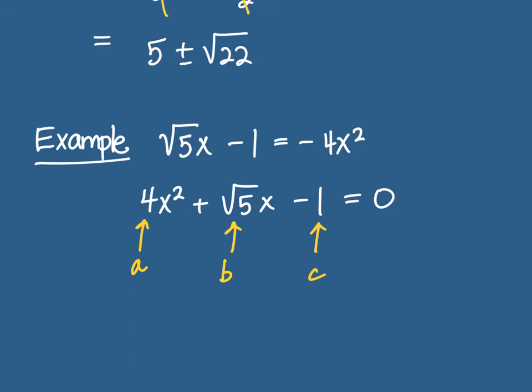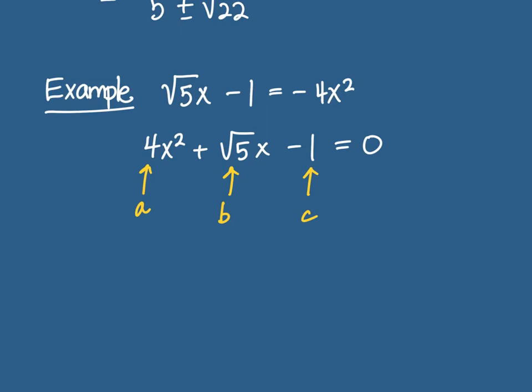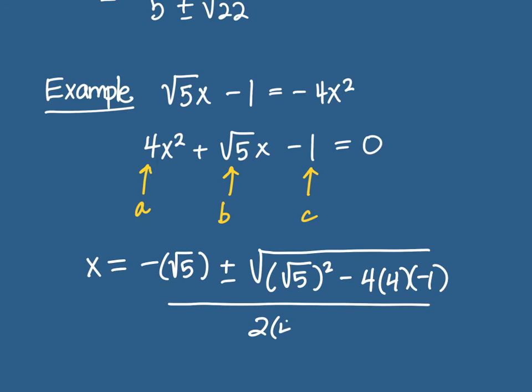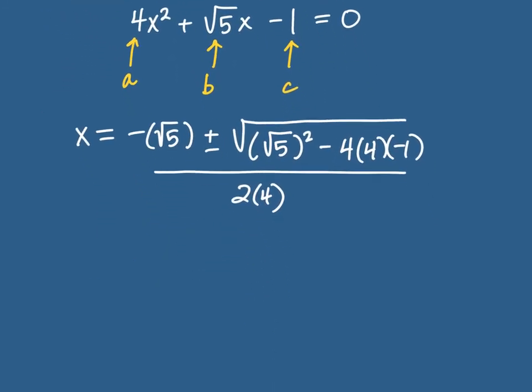All right, what we're going to have is then x equals negative b, that'll be negative parentheses square root 5, plus or minus the square root of parentheses square root 5 squared, minus 4 times a, which is also 4, times c, which is negative 1. And that's all going to be over 2a, which is 2 times 4. Now comes the process of cleaning that up.